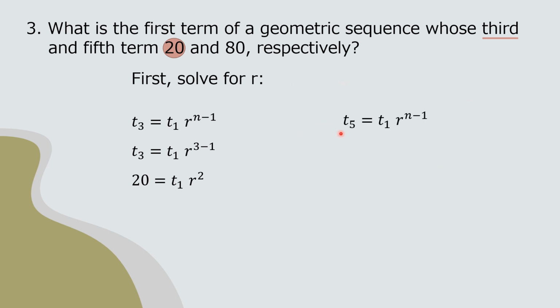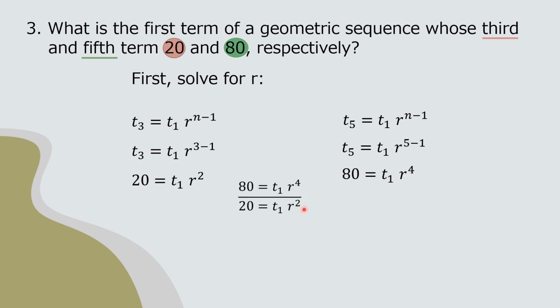Also, t sub 5 is equal to t sub 1 times r raised to n minus 1. So, t sub 5 is equal to t sub 1 times r raised to 5 minus 1. The fifth term is 80. Then, 80 is equal to t sub 1 times r raised to 4. Hence, 80 over 20 is equal to t sub 1 times r raised to 4 over t sub 1 times r raised to 2.